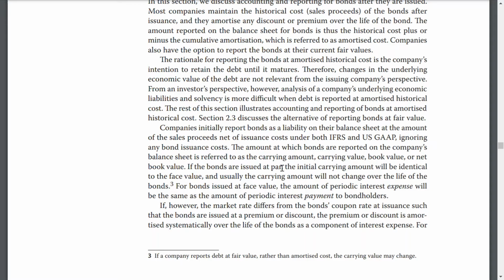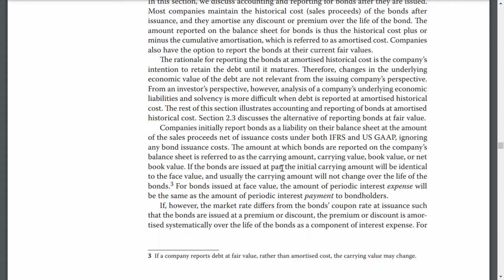Companies initially report bonds as a liability on their balance sheet at the amount of the sales proceeds net of the issuance costs under both IFRS and US GAAP, ignoring any bond issuance cost. The amount at which bonds are reported on a company's balance sheet is referred to as the carrying amount, the carrying value, or the book value, or net book value. If the bonds are issued at par, the initial carrying amount will be identical to the face value, and usually the carrying amount will not change over the life of the bond. For bonds issued at face value, the amount of periodic interest expense will be the same as the amount of periodic interest payment to bondholders.